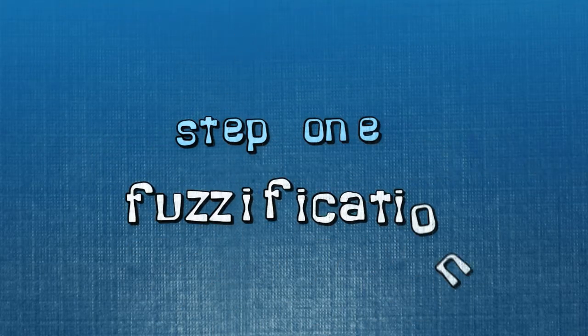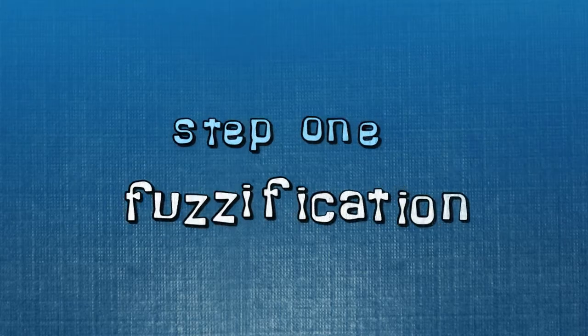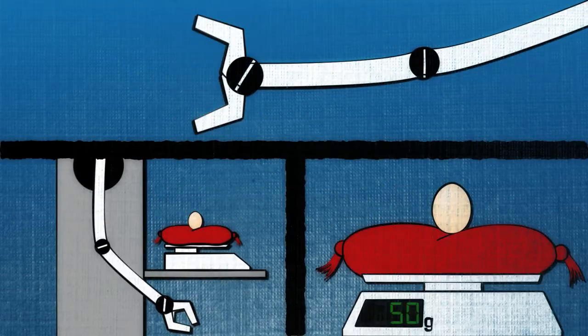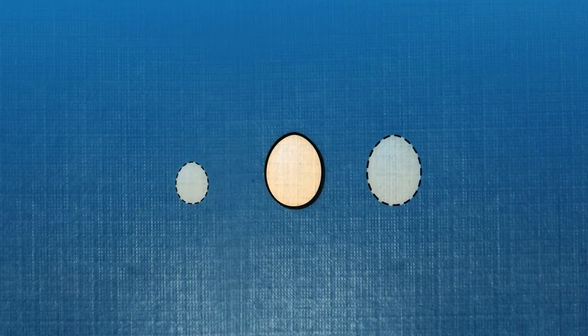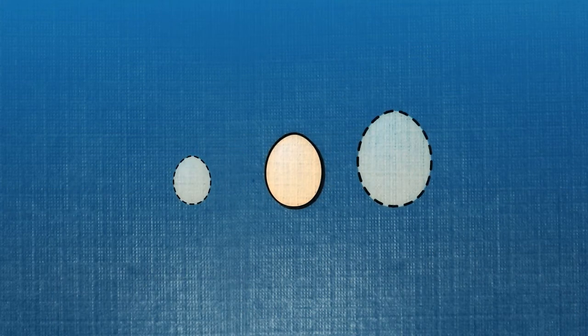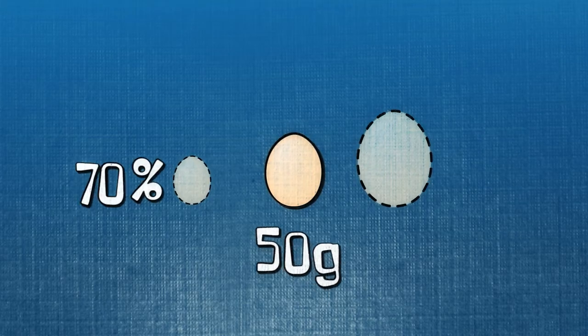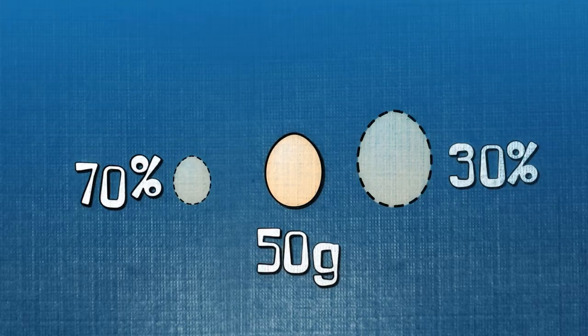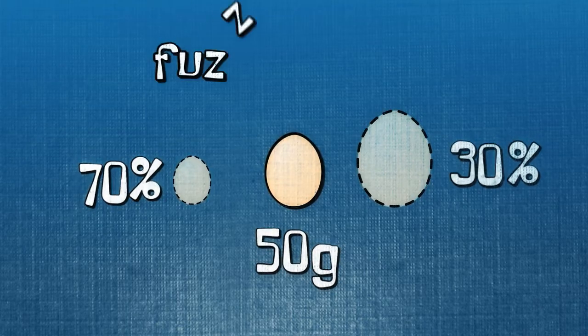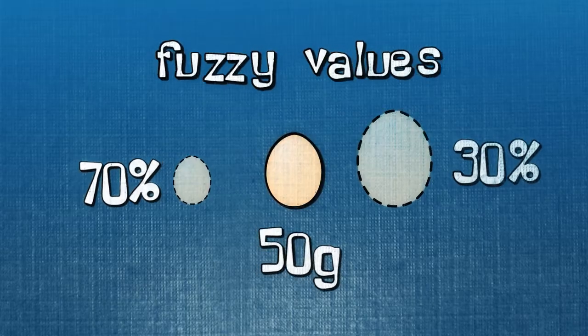Step 1. Fuzzification. The robot takes an egg and measures its weight. According to fuzzy logic, any egg is both small and large, but to different degrees. For example, our robot considers a 50-gram egg as small in a larger degree and as large in a smaller degree. Those are called fuzzy values.